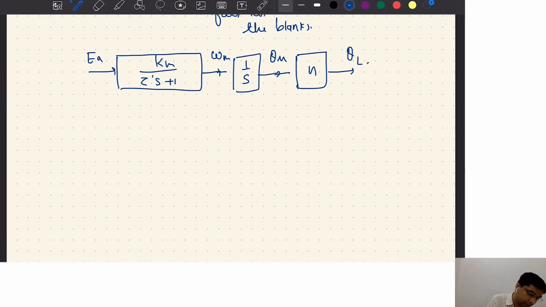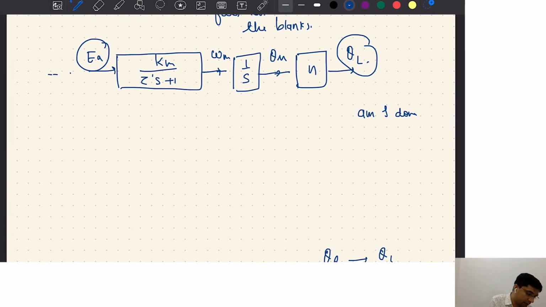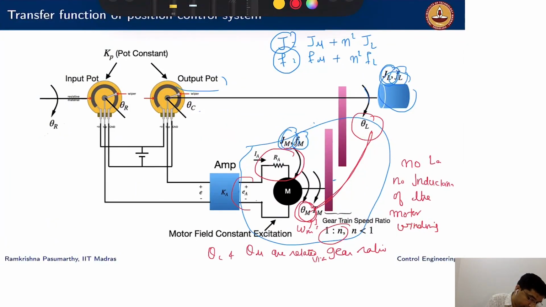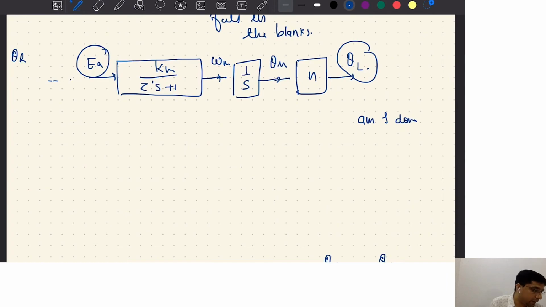Am I done? Well, I wanted to find the transfer function between theta r and theta l. I got theta l here now. Now what should I do? With this EA, I should be able to go backwards and somehow get to theta r. Let's see how the mechanism works. EA comes as a result of multiplying E with Ka. Let's do that part first.